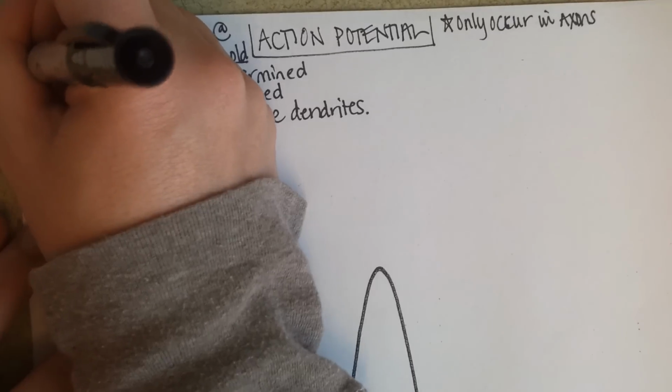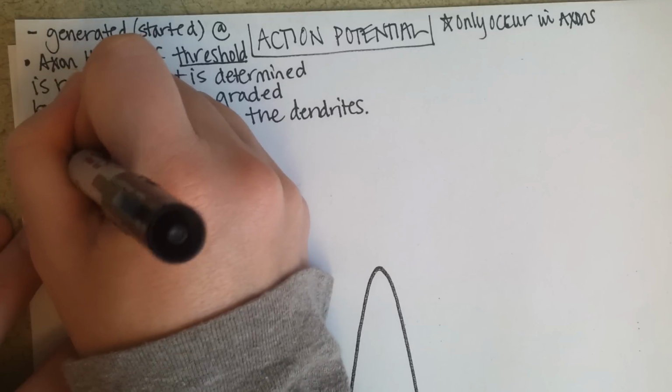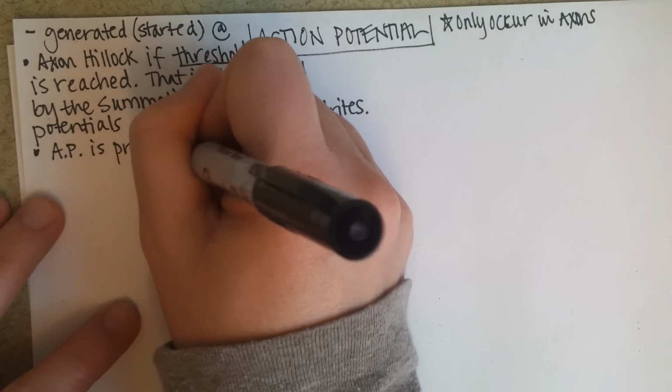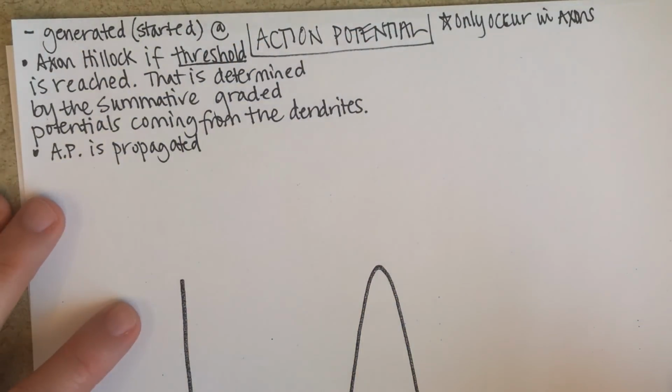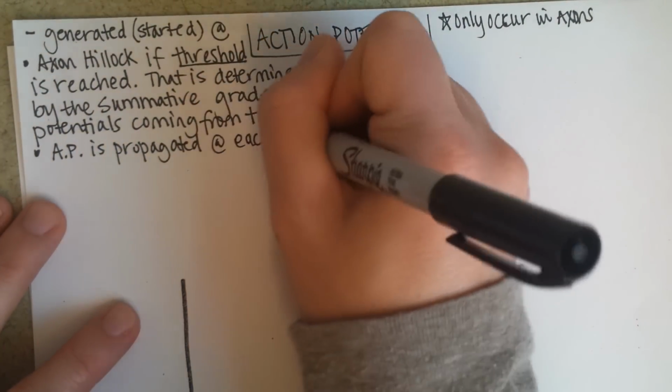Okay, so that's one key idea. Then the action potential is propagated, basically regenerated, at each node of Ranvier.